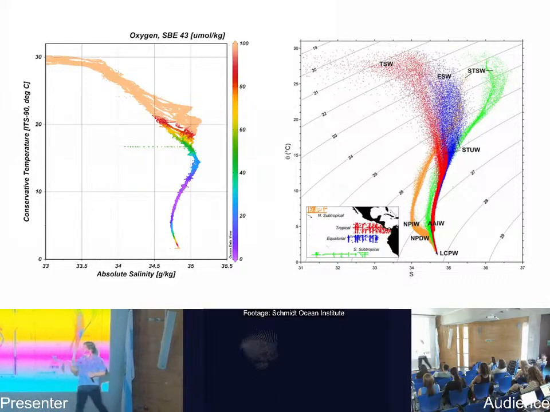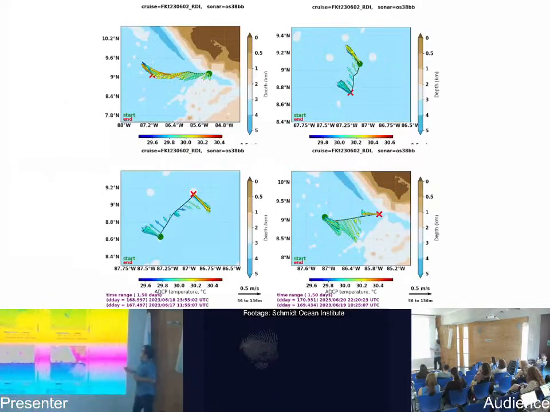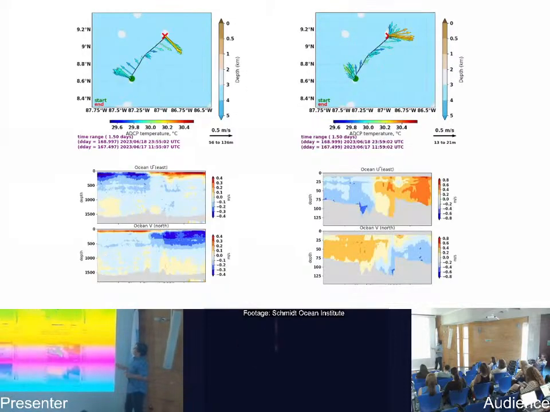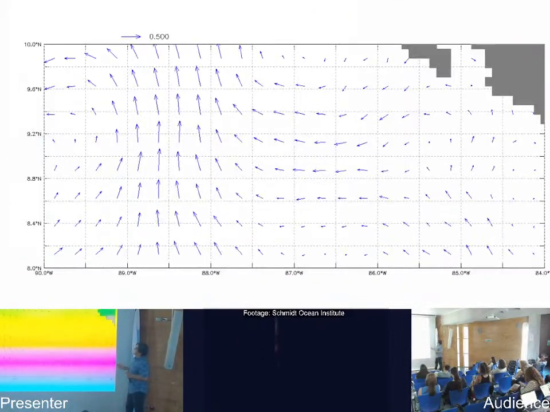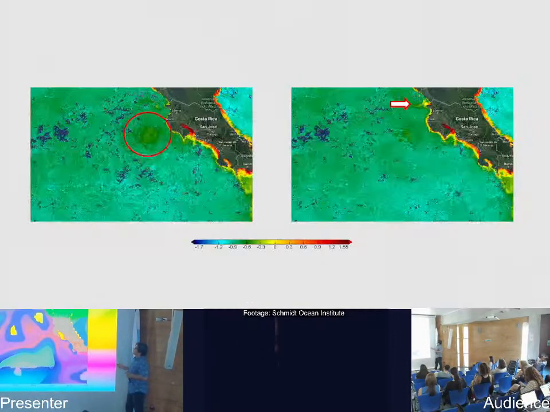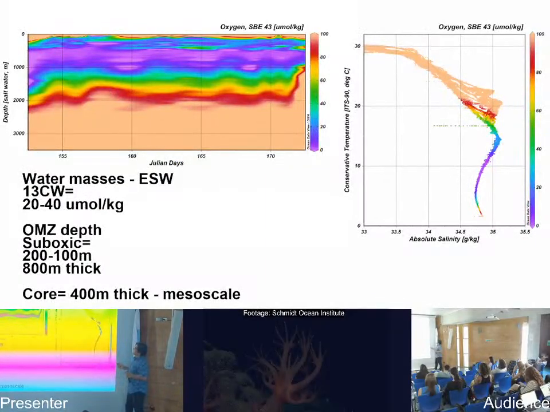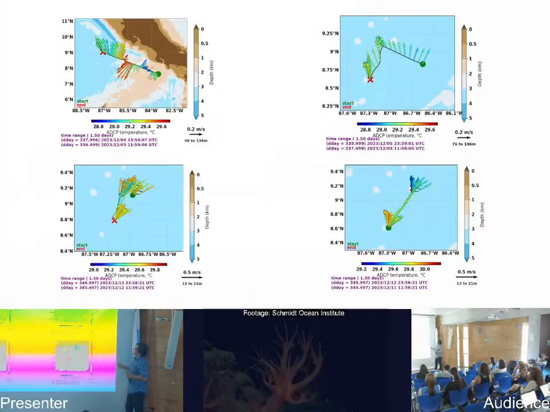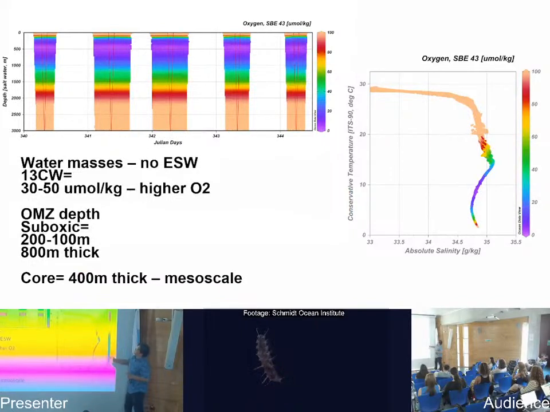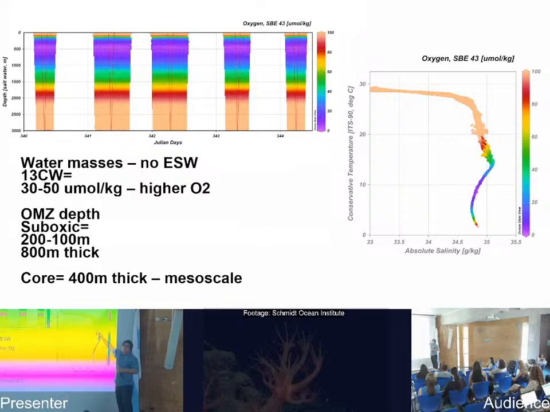And we didn't see this in the other one, which is here. So as you can see here, this is the TS diagram from the December expedition, and we see that there is no equatorial water influence.